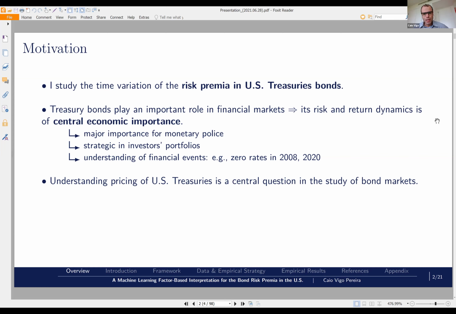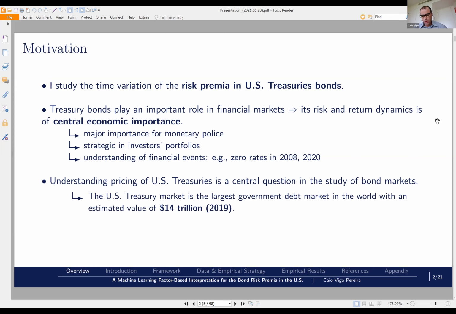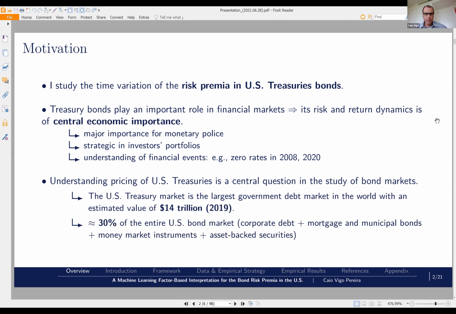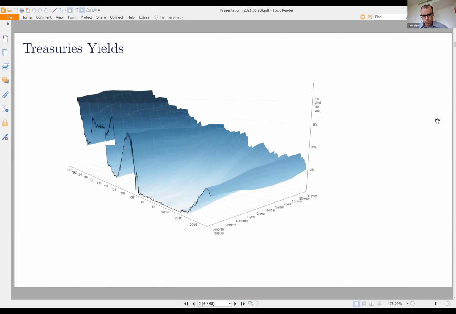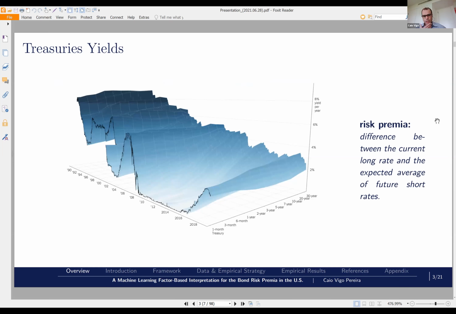Just to put this in context, the U.S. Treasury market is the largest government debt market in the world. As of 2019, it had 14 trillion in outstanding bonds, which represents 30% of the whole U.S. bond market. The other 70% is made of corporate debt, mortgage and municipal bonds, money market instruments, and asset-backed securities. The goal of this paper is to offer a new interpretation and a new way of creating a factor to explain the bond risk premium.